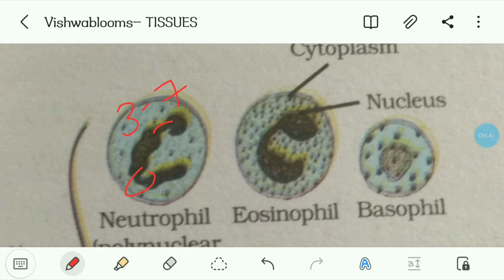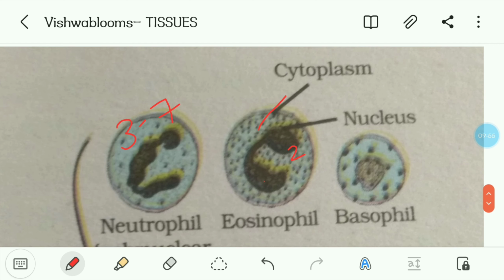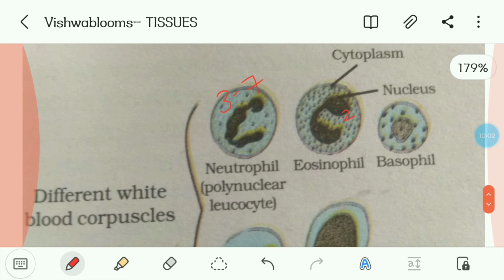But all are connected with each other. You can see the connections also. So there are like 7 crumbs, 3 to 7 crumbs are there. Okay, and here only 2, exactly 2 will be dividing, and basophil, you can see there are many. And here this is the cytoplasm, as you all know, and this is nucleus, which is divided into 2.